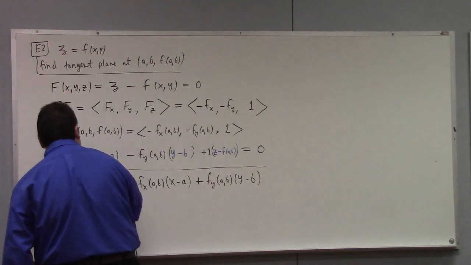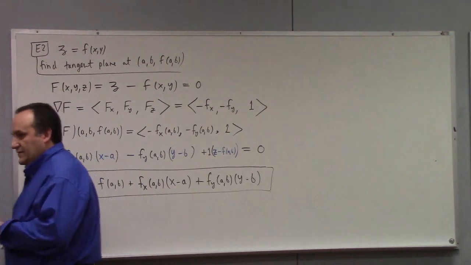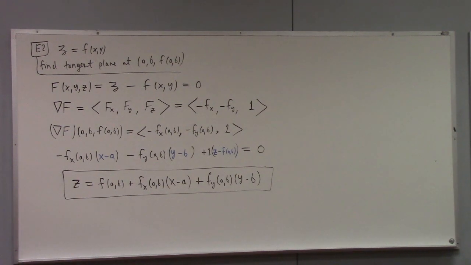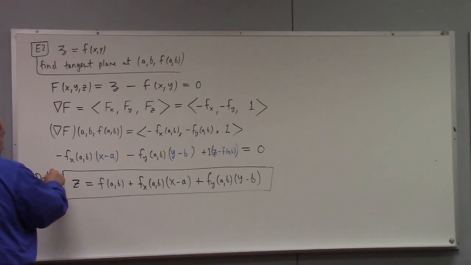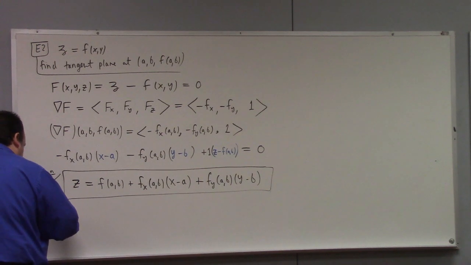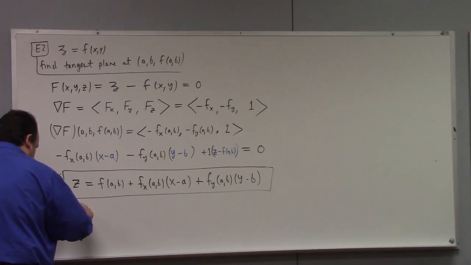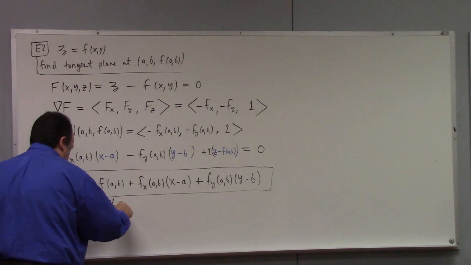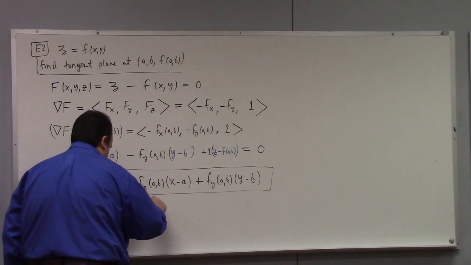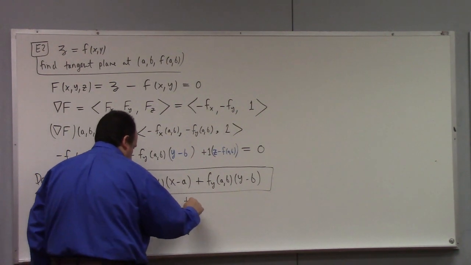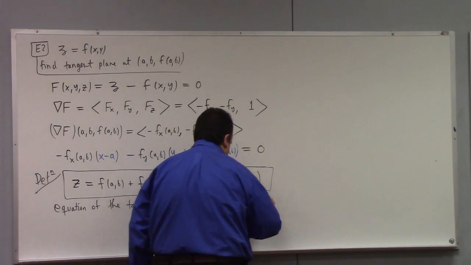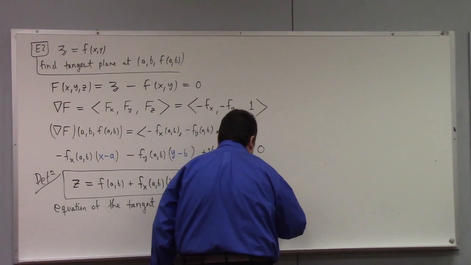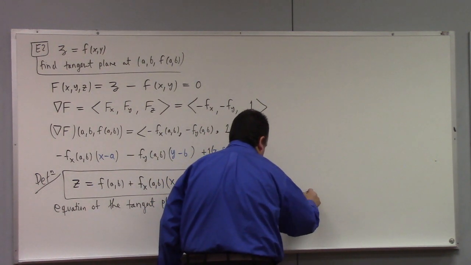That right there, guys, is the equation of the tangent plane to a graph. Stewart probably takes this as a definition. We can take this as the definition. This is the equation of the tangent plane to z equals f of (x, y) at (a, b, f(a, b)). All right?